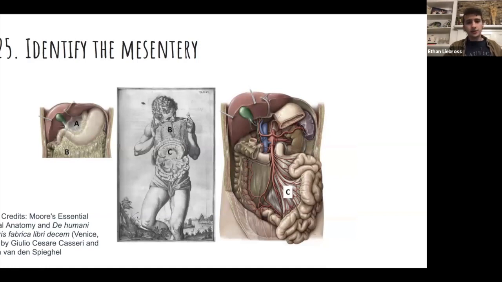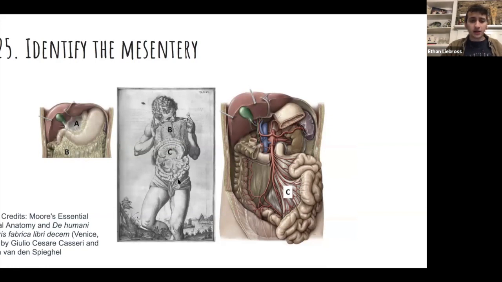So we're asked to identify the mesenteries. And what are mesenteries? So they're double layers of serous tissue within the peritoneum. And they serve many, many functions. They insulate those abdominal organs. They also help protect them. So we're asked to identify A, B, and C here.